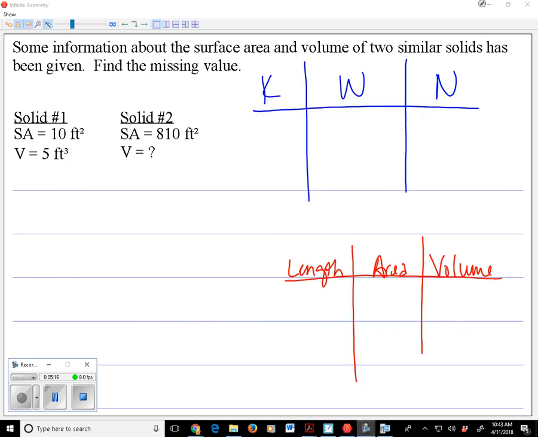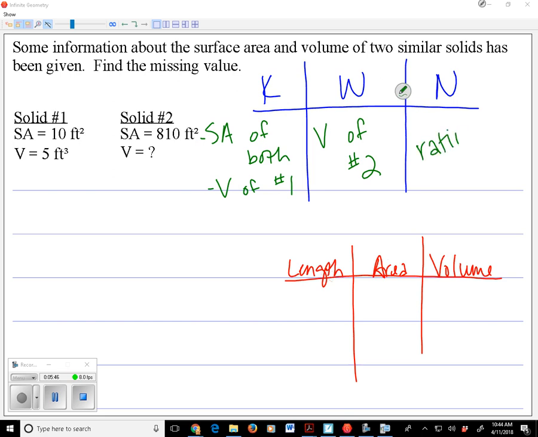Let's do one more quick scenario. Now I'm asking you to find the volume of solid 2. So we want the volume of solid number 2. We know the surface areas of both, and we know the volume of solid number 1. So if we want to find volume, what ratio do we need? Hope you said ratio of volume. You always compare with what it is that you need.